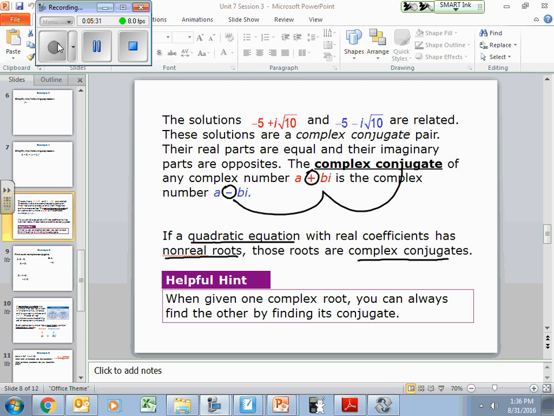floating above the x-axis, they are imaginary roots. In other words, the letter i is in there somewhere. See if there's a picture I can show you of that. When given one complex root, you can always find the other by finding its conjugate. Got it. If you give me blue, I can automatically get red by switching the sign on blue.